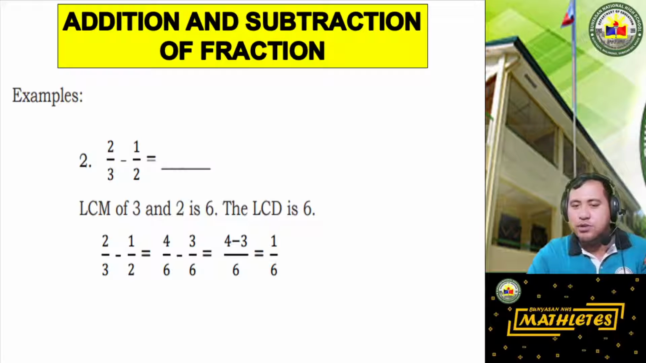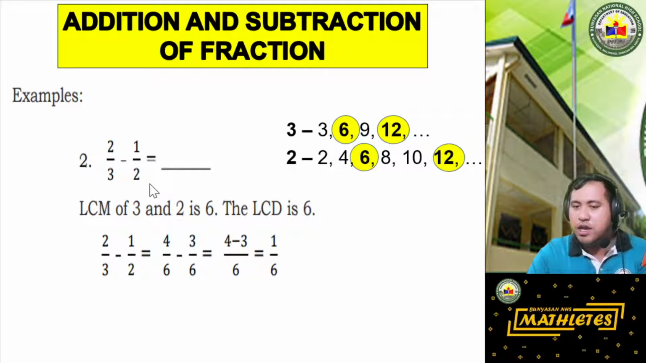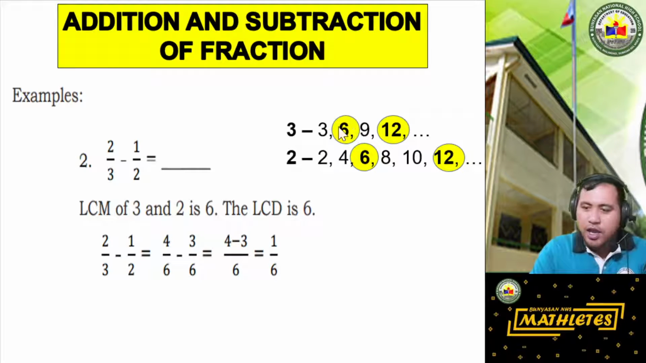Okay, example number 2, 2 over 3 minus 1 half, the subtraction. So the denominators are 3 and 2. They are dissimilar, different, no? They're not the same. So we are going to find the common multiple of both of these numbers. The multiples of 3 are 3, 6, 9, 12. And the multiples of 2 are 2, 4, 6, 8, 10, 12. As you observe, pareho sila may common na 6 at 12.